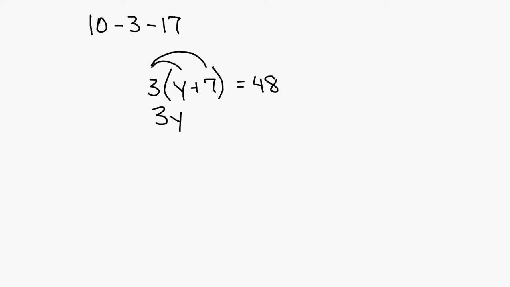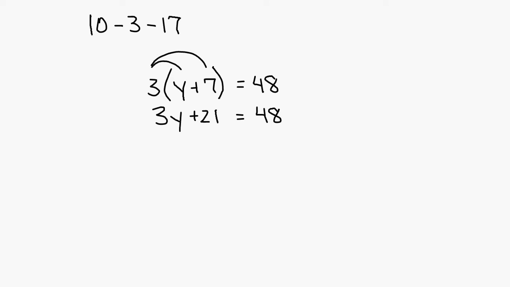All right, so example number 1 that you're going to need in your notes is 3 times y plus 7 is equal to 48. This is a distributive property problem. So it's 3 times y plus 3 times 7, or 3 times y is 3y, and 3 times positive 7 is positive 21, and that's equal to 48.